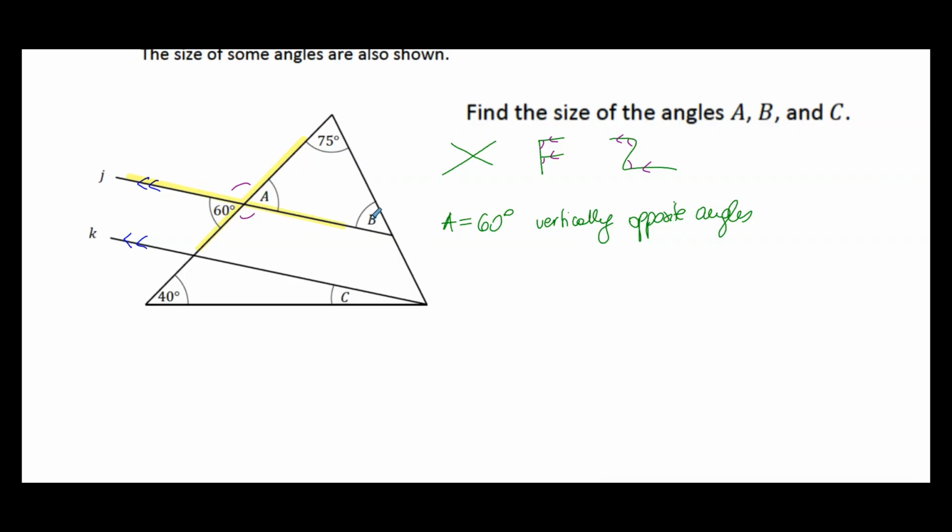Now B. So here we have a triangle, isn't it? What do we know about a triangle? All angles add up to 180 in every triangle. So once you have two, you can find the third one. So like in this case, 180 minus 75 minus the new one we discovered, 60. If we put that in the calculator, press equal, we'll get 45. So that's our angle B.